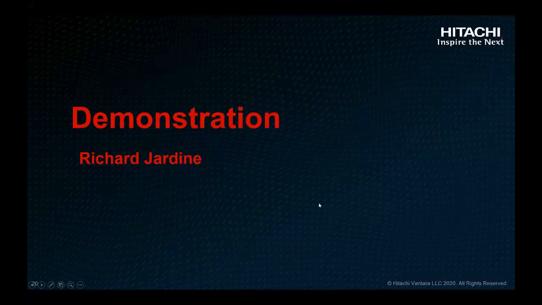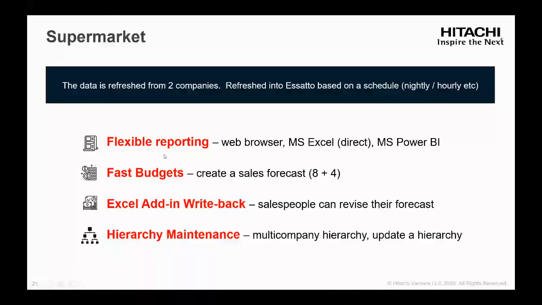I'm going to show you how Essatto produces reports via the web, Excel, or third-party tools like Power BI, the ability to create fast budgets, which Guy talked about earlier on. I'm going to create a sales forecast for the purposes of today's demo, where we've got 8 months of actuals and 4 months of forecasts.